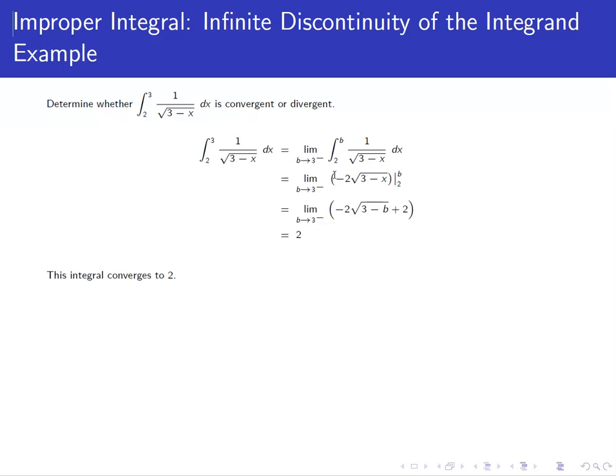We'll evaluate that from 2 to b, plug in b, and plug in 2. When we plug in 2, we get a negative 2, so that's where the plus 2 is coming from, because that's a minus 2. We plug in b, we get negative 2 root 3 minus b. In this case, we can evaluate this limit with direct substitution by just plugging in 3 for b and getting a limit of 2, which tells us the integral actually just converges to 2.